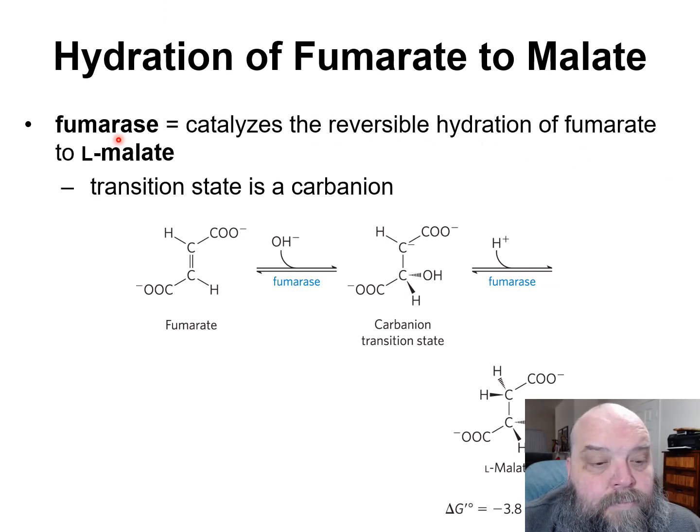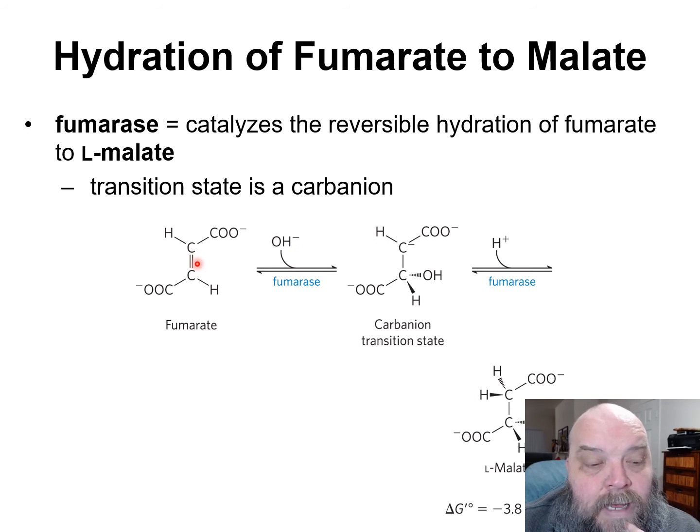Fumarate is going to give us malate. But here's the thing. We're going to get rid of this carbon-carbon double bond. We're going to replace those valence electrons with additional hydrogens. Well, I'm sorry, 1 hydrogen, 1 hydroxyl. But we're not going to break water and add it in at once. No. What we're going to do is add in a hydroxyl at first.